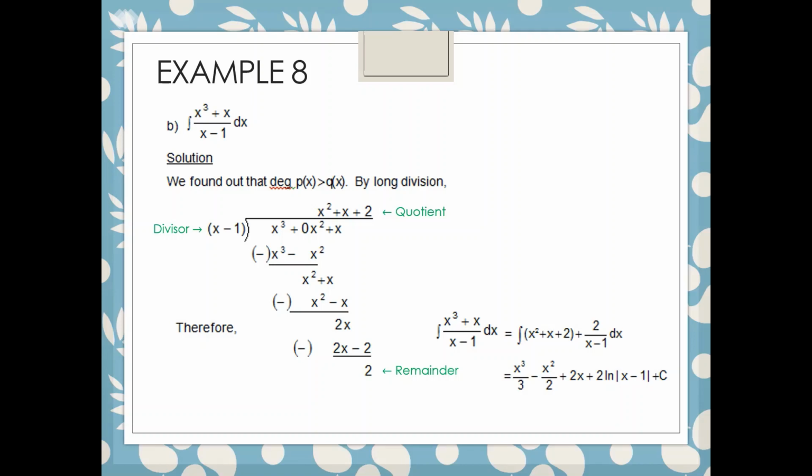After completing the long division, express the function as quotient plus remainder over divisor. You will obtain x squared plus x plus 2 plus 2 over x minus 1. Integrate the terms one by one. You will get x cubed over 3 plus x squared over 2 plus 2x plus 2 ln of x minus 1 plus c as the final answer.